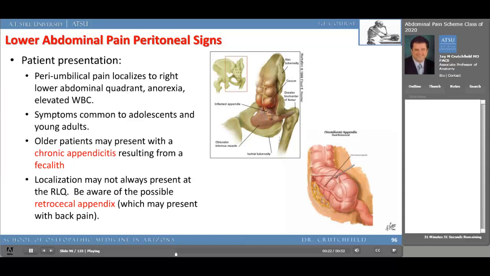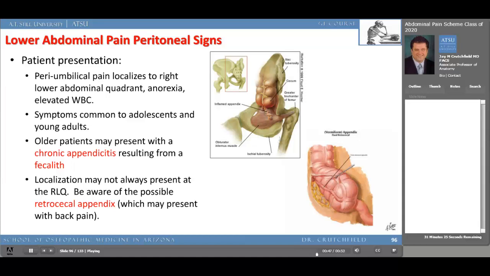So, in summary, elderly patients are much more likely to present with atypical findings, often no fever, no white count, back pain instead of right lower quadrant abdominal pain, vomiting, diarrhea, and a benign abdomen. Don't expect fever or an elevated white count. But if you're concerned, send the patient to the emergency department and order a CAT scan.